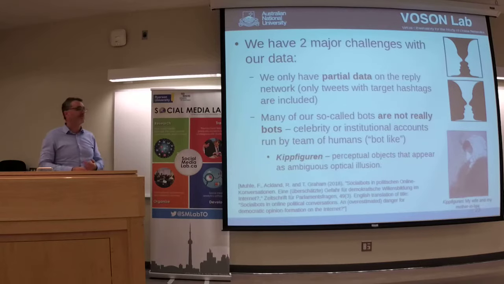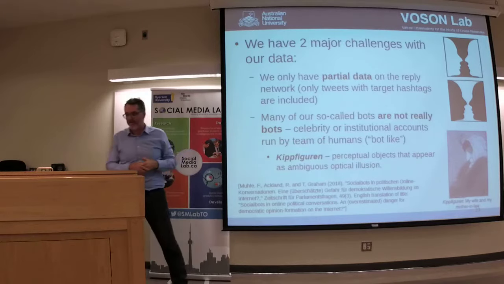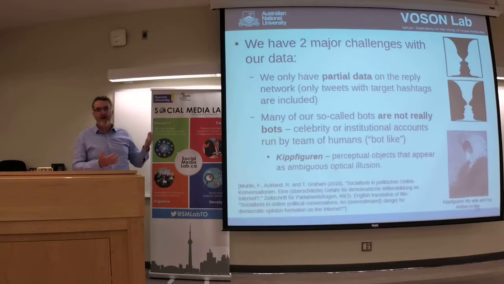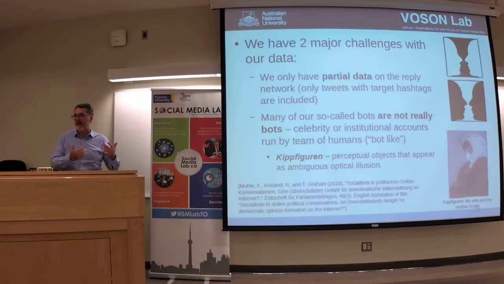So we have two major challenges with our data. This one is actually separate to the bot issue, but we have partial data here. I would like to be able to say with confidence that our reply network is a snapshot or indicative of the conversations that were taking place during the debate. But the problem is that if two people were talking about the debate and they were not including one of our hashtags in their tweets, then that interaction was invisible to us. We didn't collect on it.